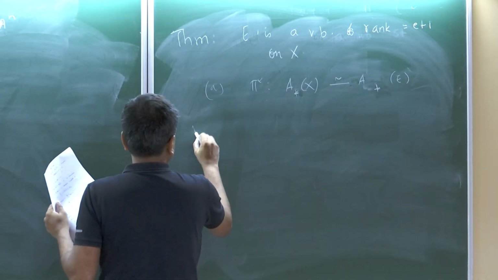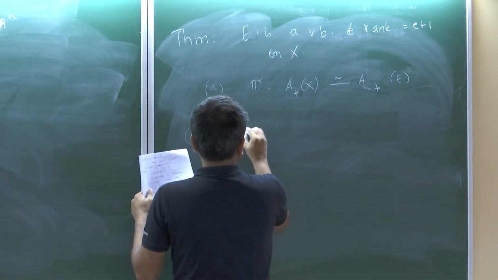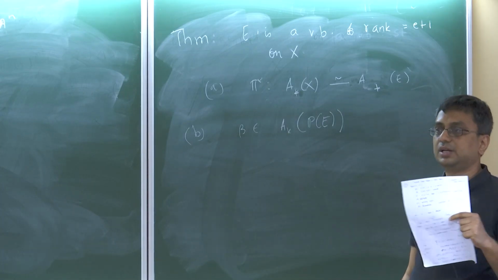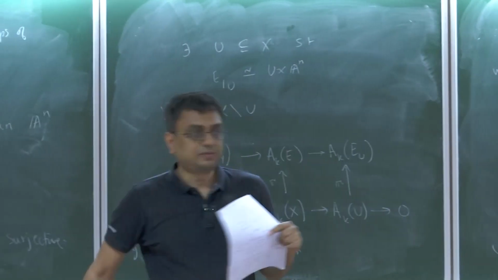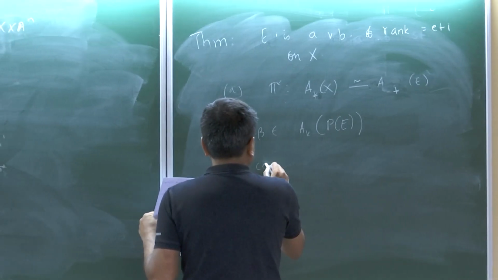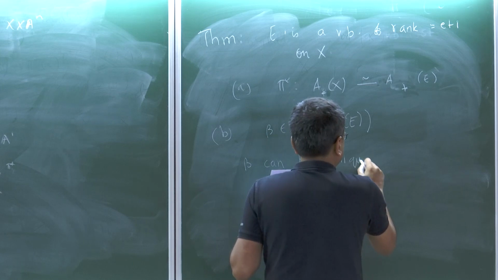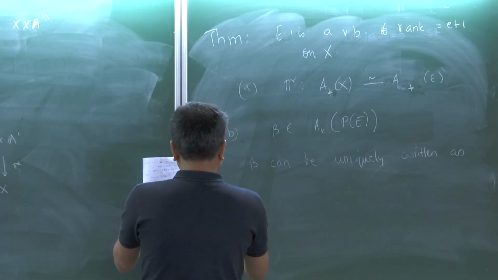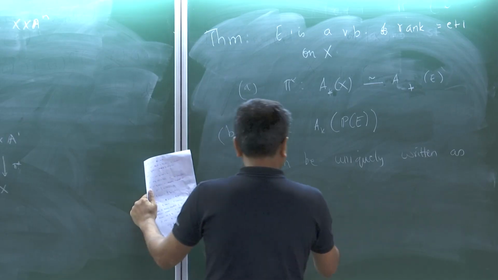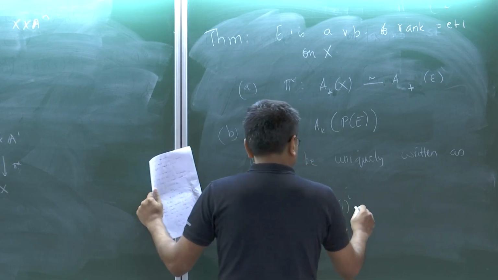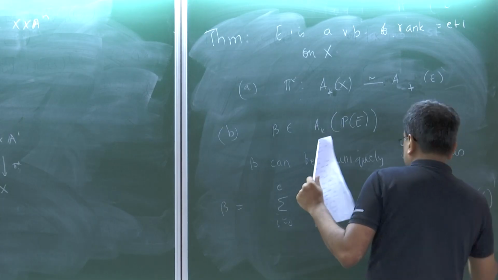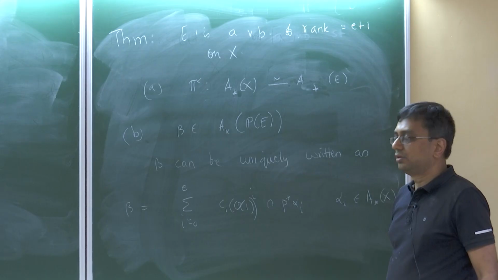Second, we want to say something about the projectivization of E. So if beta is a class in A_k of P(E), beta is a k-th class in the projectivization of E, then beta can be uniquely written as beta equal to the summation i equal to 0 to e of c_1 of O(1) to the power i cap p upper star alpha_i, where alpha_i are in the Chow groups of the base space. Of course, they have to be of the correct dimension so that the sum I get is exactly k. Is this clear? That is exactly what we are saying.